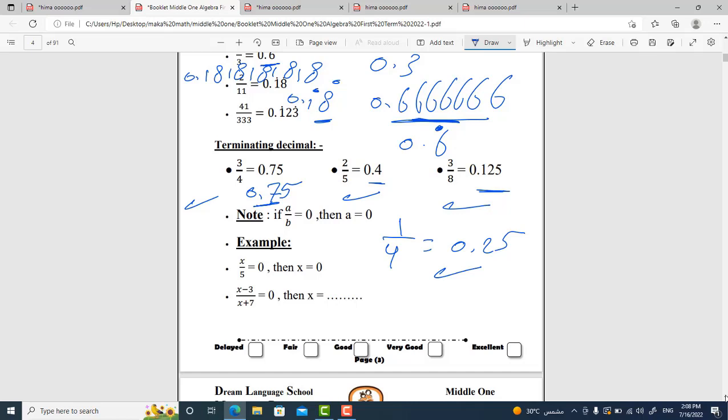And about this example, x over 5 equals 0. So look at the numerator. So x equals 0. But if I have here (x minus 3) over (x plus 7) equals 0, I said equals 0. Look at the numerator: x minus 3 equals 0. Transpose. So x equals what? Equals 3. This is about today.